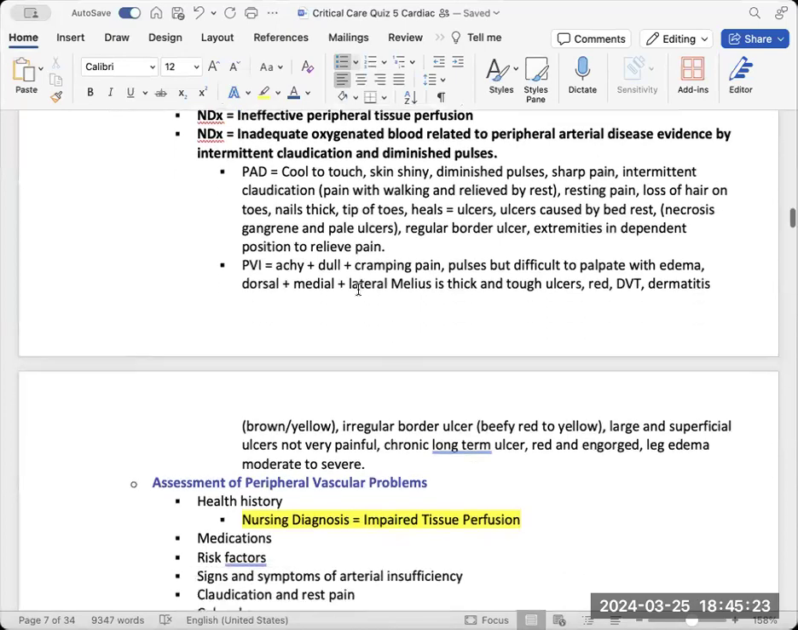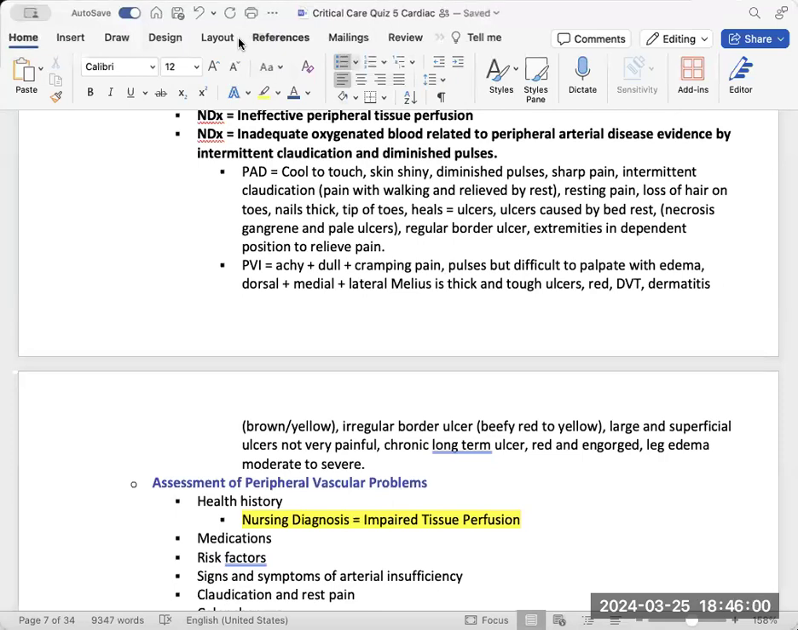If you have loss of hair on your toes, that's indicative of an arterial problem. When the nails are thick, that's also an indication of arterial disease. And if you're having an arterial ulcer, they're going to have regular borders and they're going to be black or necrotic and they can have gangrene. That's because lack of perfusion and lack of oxygenation leads to necrosis or blackening, which leads to tissue death. Venous ulcers are not going to cause tissue death because they don't have oxygen in it.